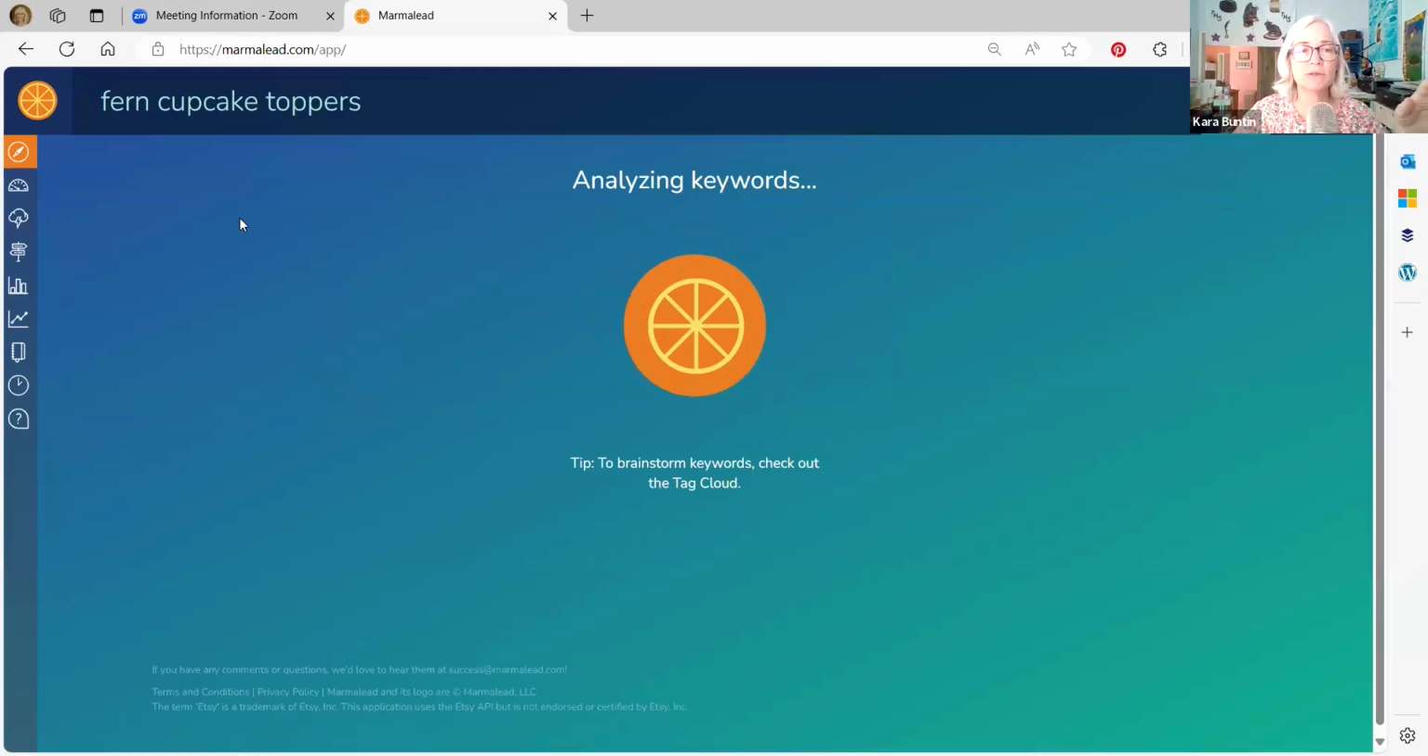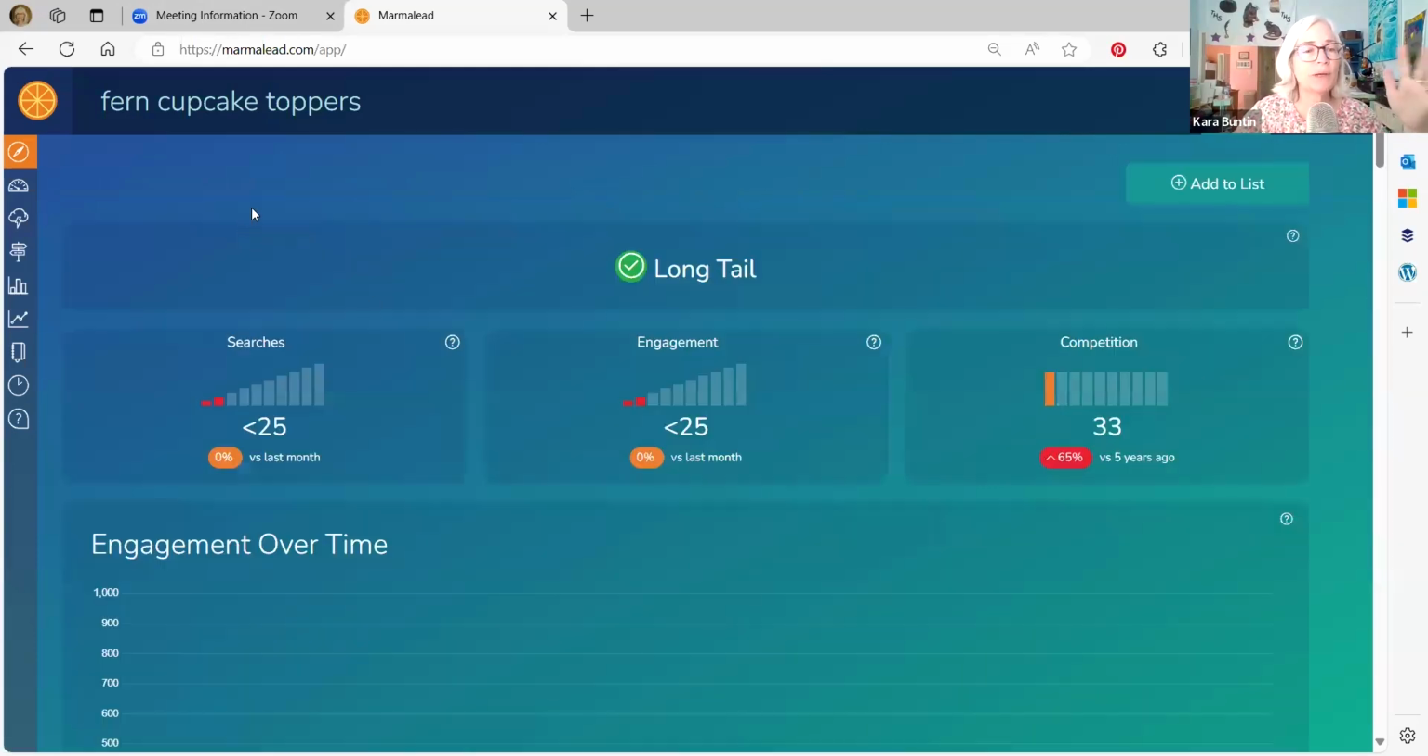I'm going to hit enter. This is analyzing the word, and it's going to bring back all the search and engagement. So this is low. I told you my products are a niche of a niche. It's very low search and engagement. But here's the thing, I sell these. Just because you see numbers like this, it doesn't mean it's a bad keyword. What you need to look at is the whole picture.